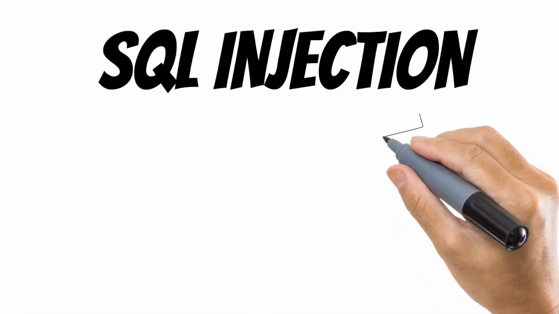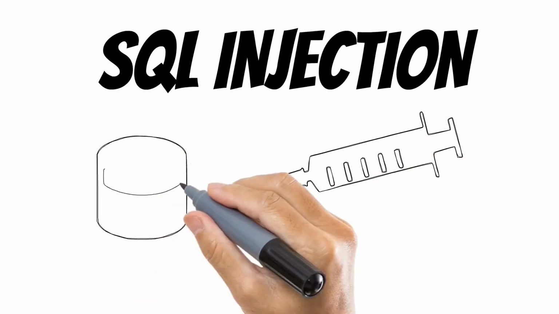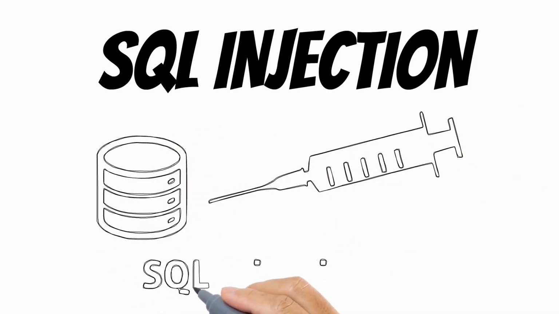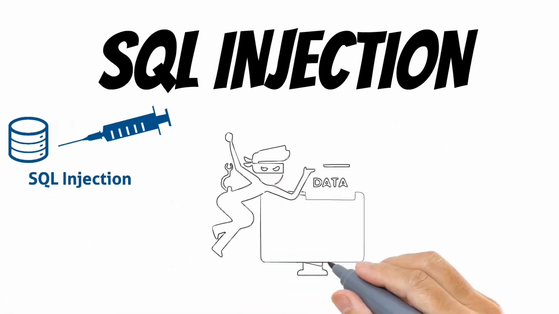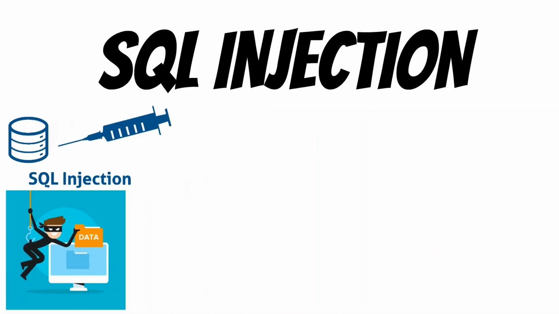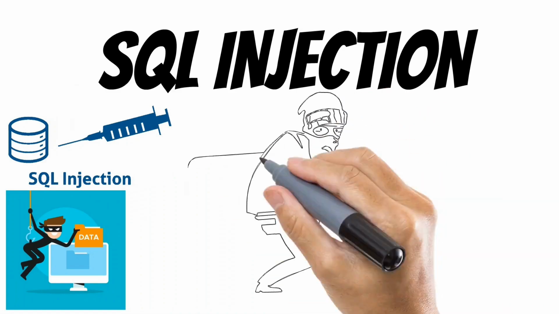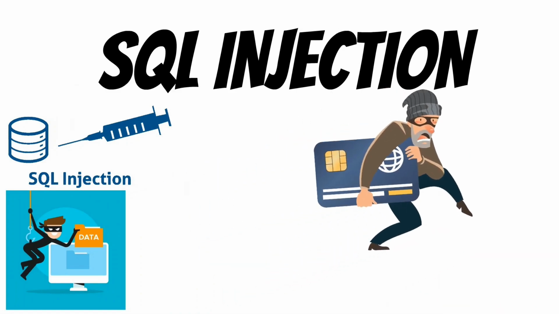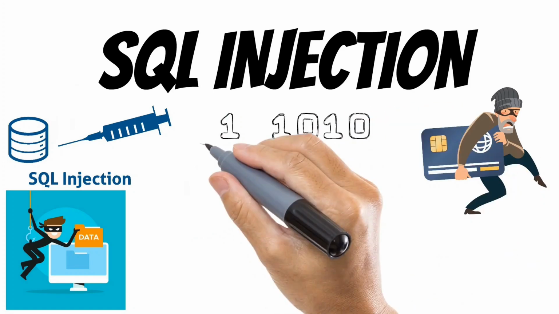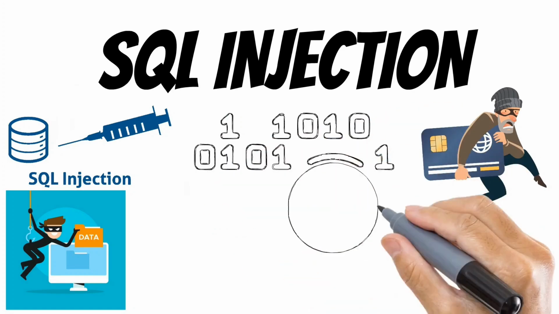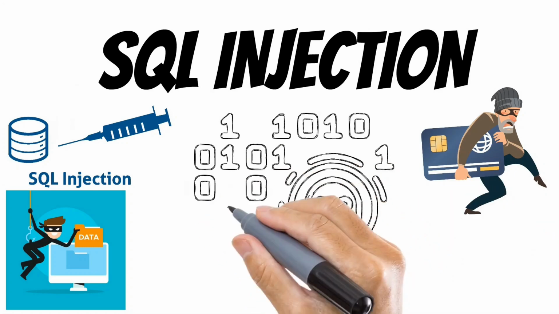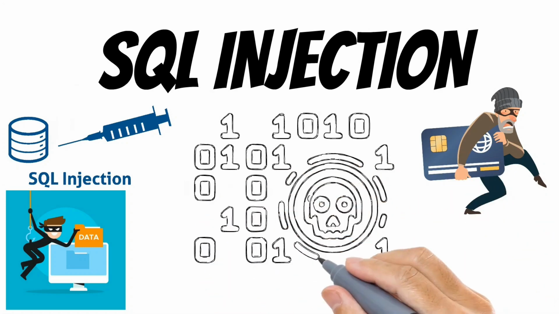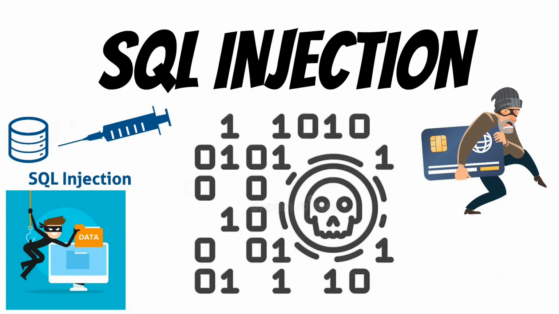SQL injection. SQL, structured query language injection, is a type of cyber attack used to take control of and steal data from a database. Cybercriminals exploit vulnerabilities in data-driven applications to insert malicious code into a database via a malicious SQL statement. This gives them access to the sensitive information contained in the database.